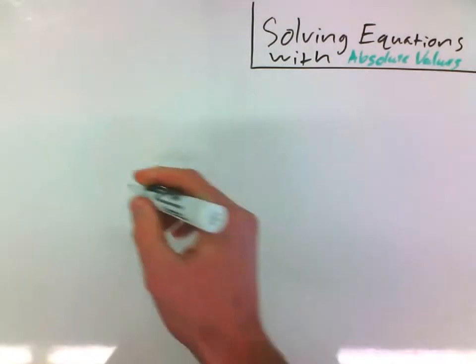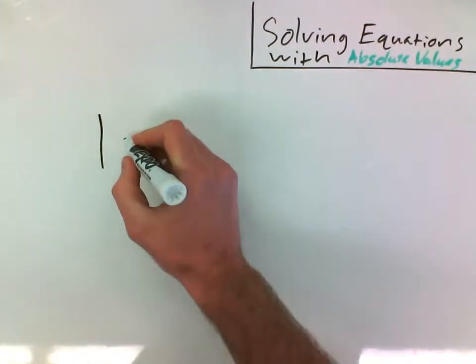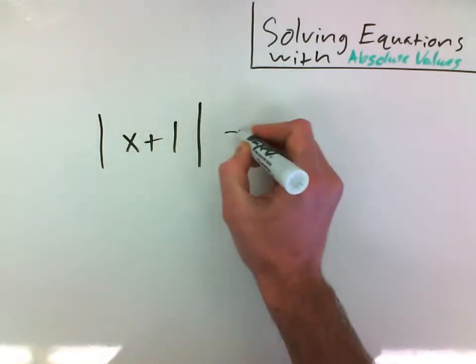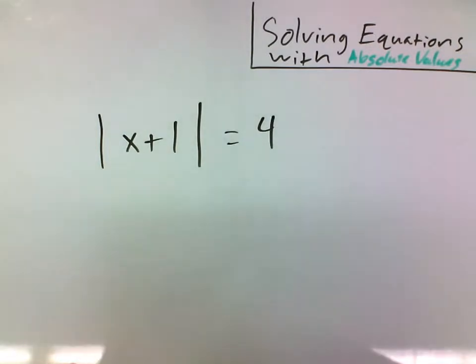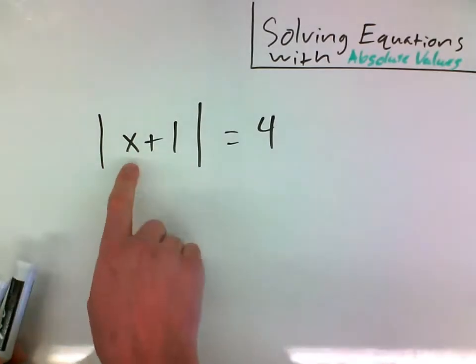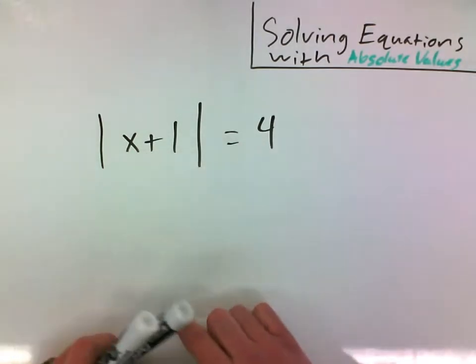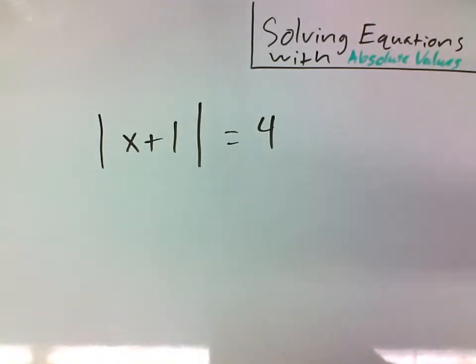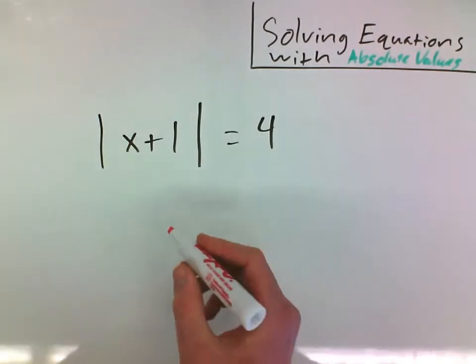So let's take a look at how that looks in an equation. We could have a simple equation like this, where it looks kind of deceivingly simple: the absolute value of x plus 1 equals 4. Some of you are probably already thinking, okay, I know the solution to this one, 3, because 3 plus 1 equals 4. There will be another solution to this, though. Absolute values, I would say 90% of the time, have two solutions.